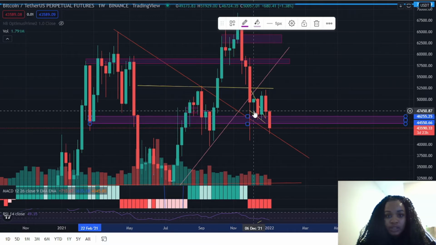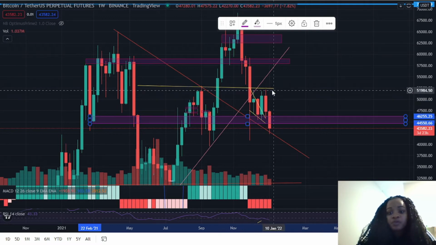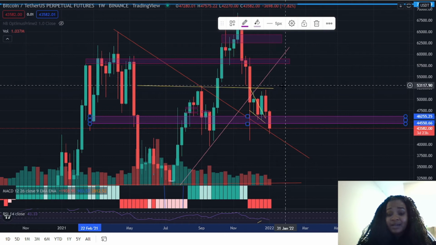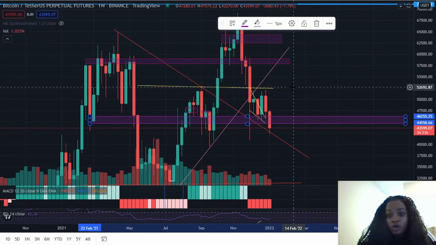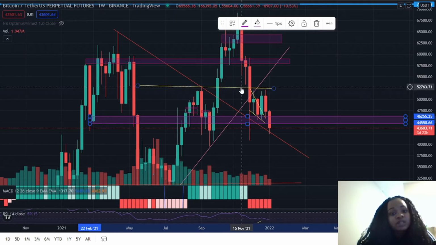These ones are recent. So this one here, 51,929. Another one right here, this one. So if a price keeps going to that level multiple times and it keeps getting rejected, then that is considered a strong resistance. Okay, so this is the first resistance that I noticed here on the weekly time frame.